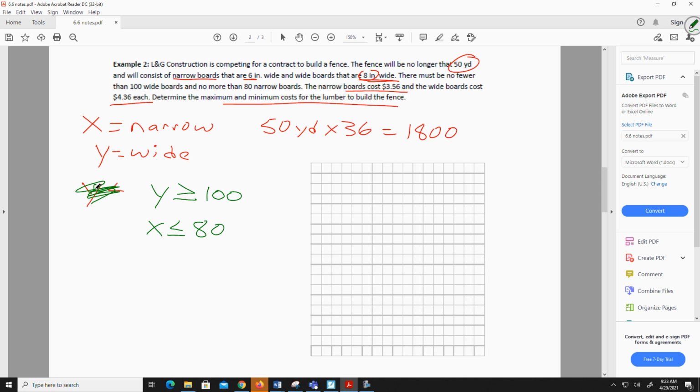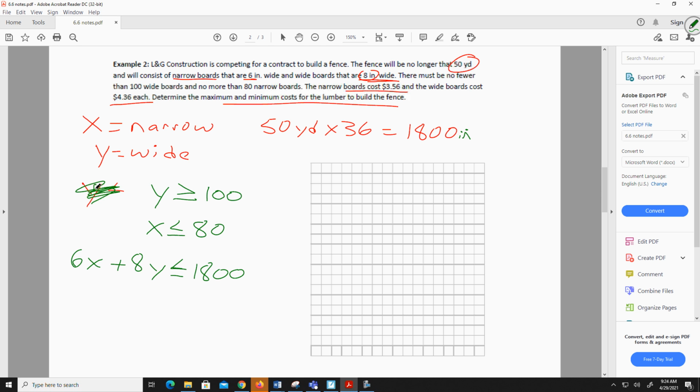All right, and we know, okay, this is in inches here now, right? So we know that 6 times my narrow boards plus 8 times the number of wide boards has to be no longer than 80 feet. So that has to be less than or equal to 1,800. Does that make sense? Because that's my length. Okay, so those are my constraints.